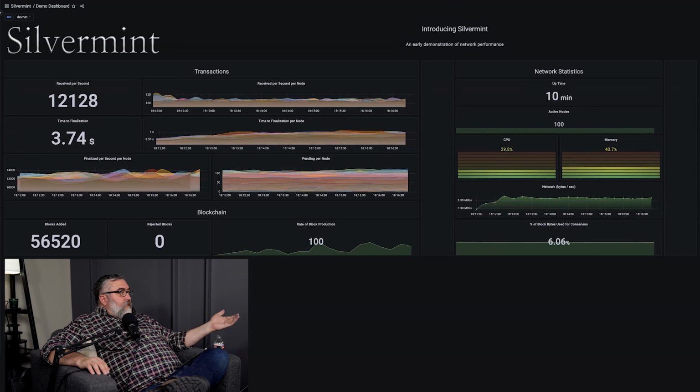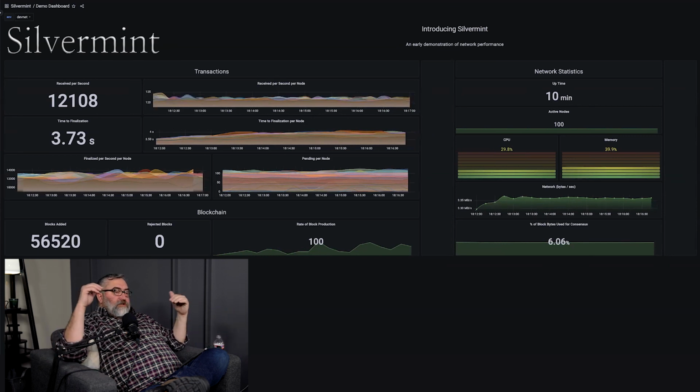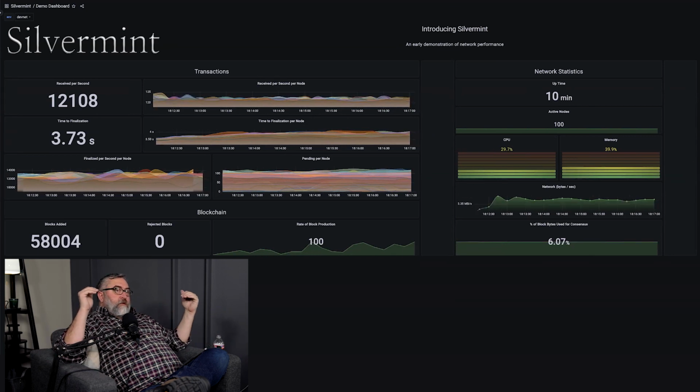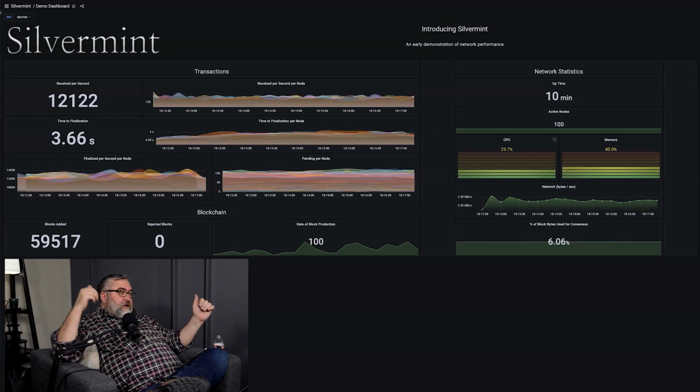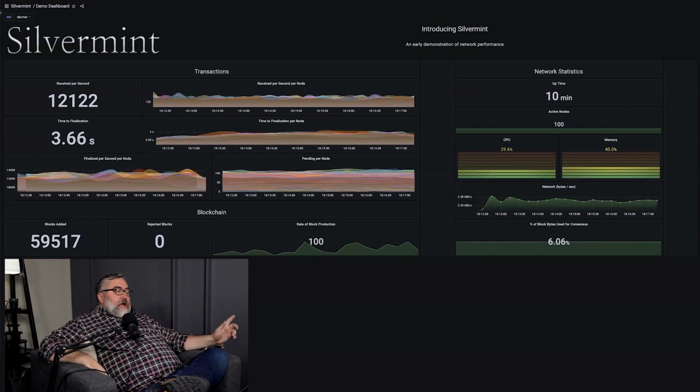The 3.74 seconds is a measure of the time between the timestamp in the block when it's produced and the time when the node reporting finalization actually observes that the network has completely finalized it. So at that point in time, that transaction can never be changed, can never be altered, can never be rolled back. It's perfectly secure.